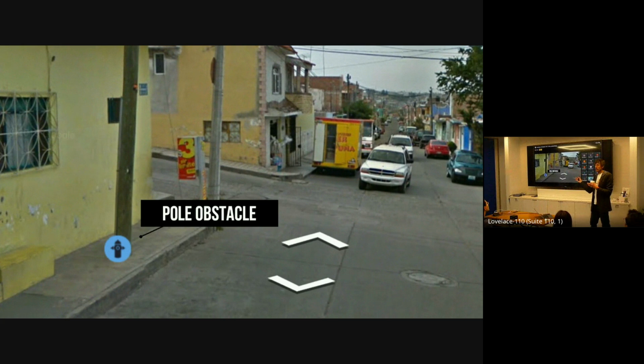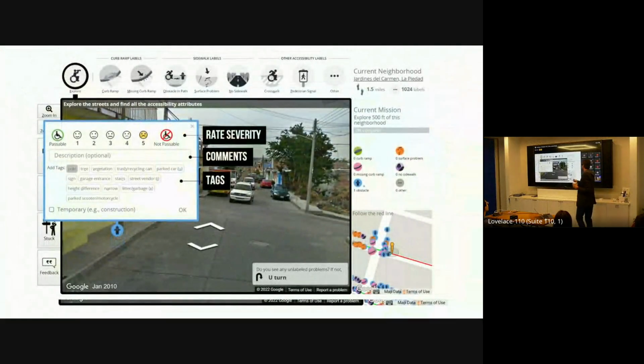This would be the kind of thing that if you were in a chair, you'd have to turn around and hopefully find a curb ramp. But as you've noted, there's no curb ramps in this intersection.